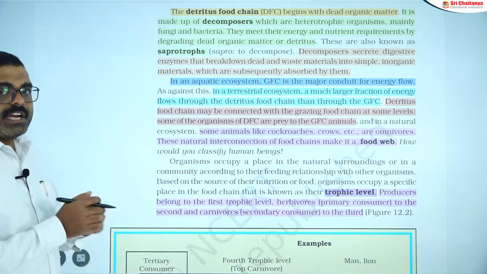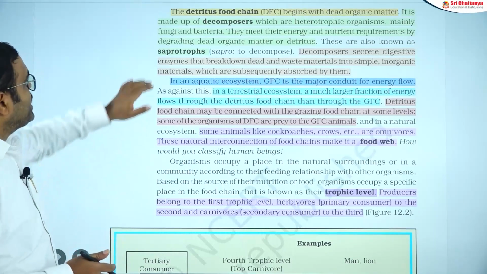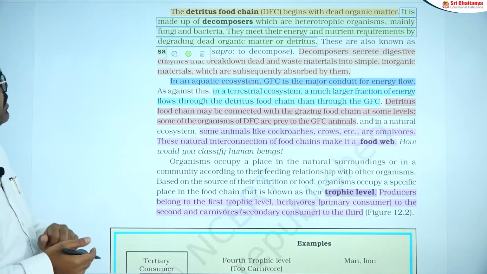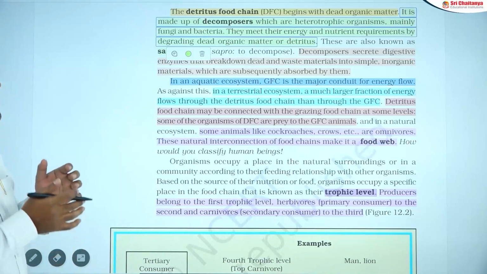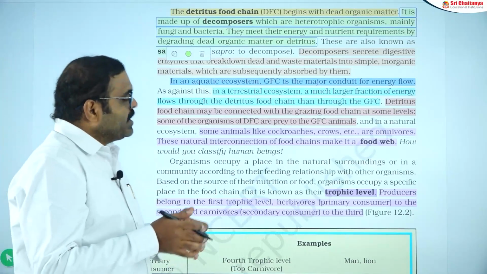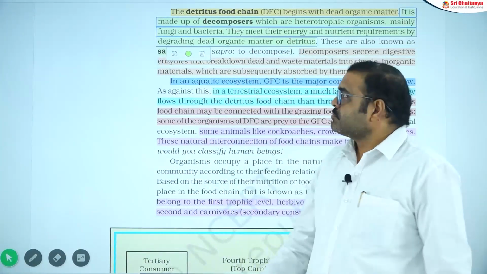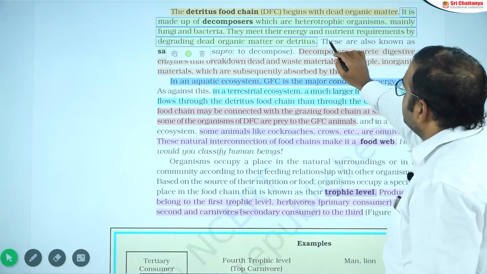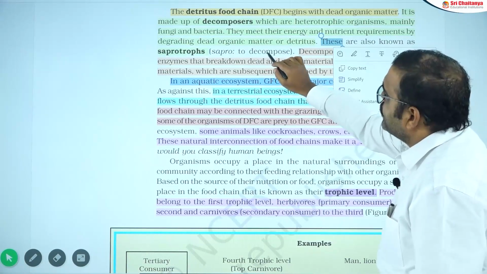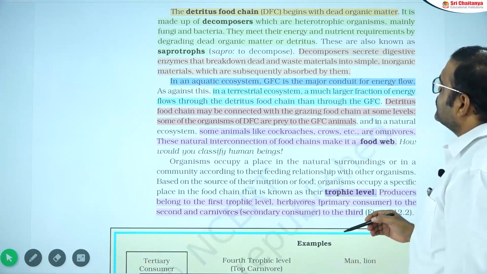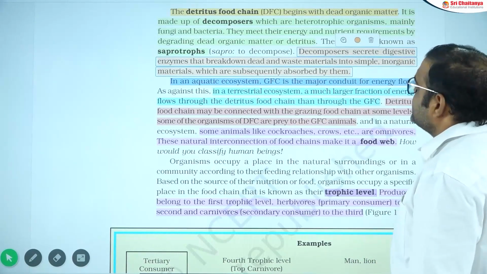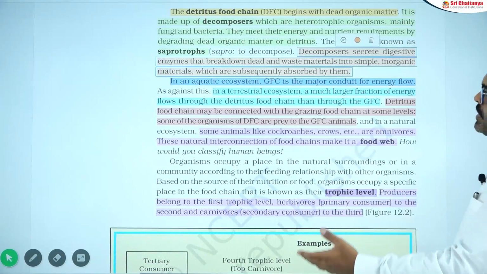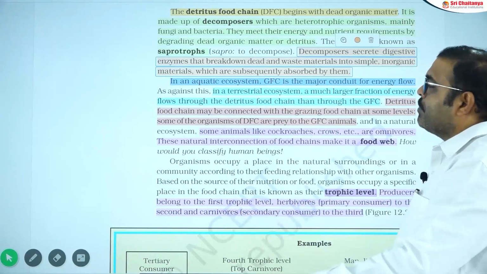Next point is the detritus food chain. It starts with dead matter, which is very important. It is made up of decomposers, which are heterotrophic organisms, mainly fungi and bacteria. They meet their energy and nutrition requirements by degrading organic matter or detritus. Then the next important one is saprotrophs. They are decomposing components. Decomposers secrete digestive enzymes that break down the dead waste materials into simple inorganic materials, which are subsequently absorbed by them.